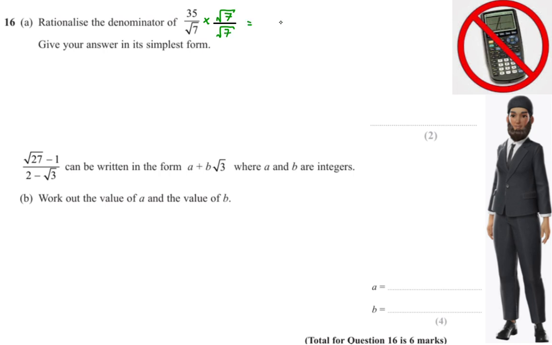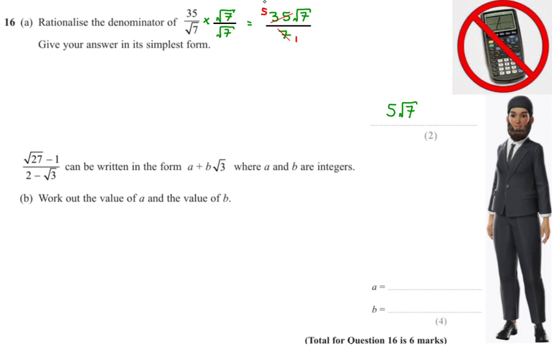So therefore, you should end up getting 35 times root 7, which gives you 35 lots of root 7. And root 7 times root 7 is the same as root 49, but that can be simplified immediately to 7. It is asking us to write it in its simplest form, so we need to cancel this down. Divide that by 7, and also divide this one by 7. 35 divided by 7 gives you 5, and 7 divided by 7 gives you 1. So your final answer is 5 lots of root 7.